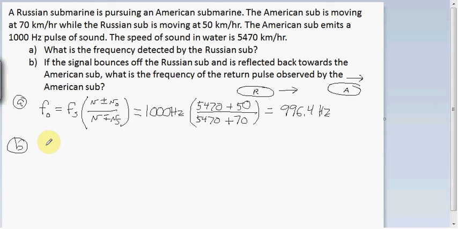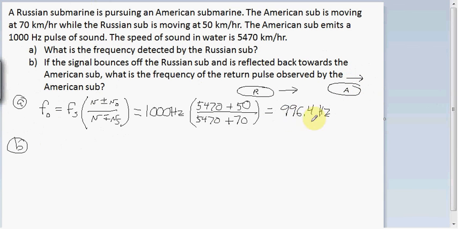Part B. The signal bounces off the Russian sub and is reflected back towards the American sub, and we want to know the frequency of the return pulse that's observed by the American sub. So the sound is traveling from the American sub to the Russian sub and then back to the American sub again. The sound is making two journeys here, and we have to take into account the Doppler effect for both of them. In other words, we've got to do two Doppler effects here.